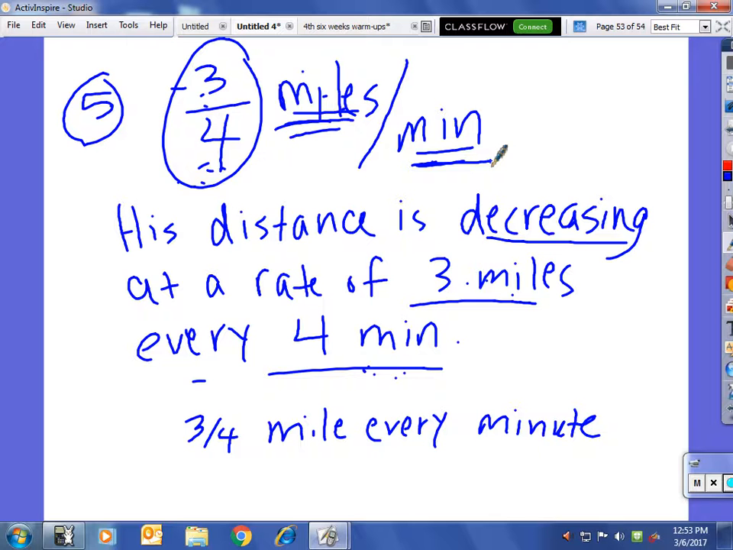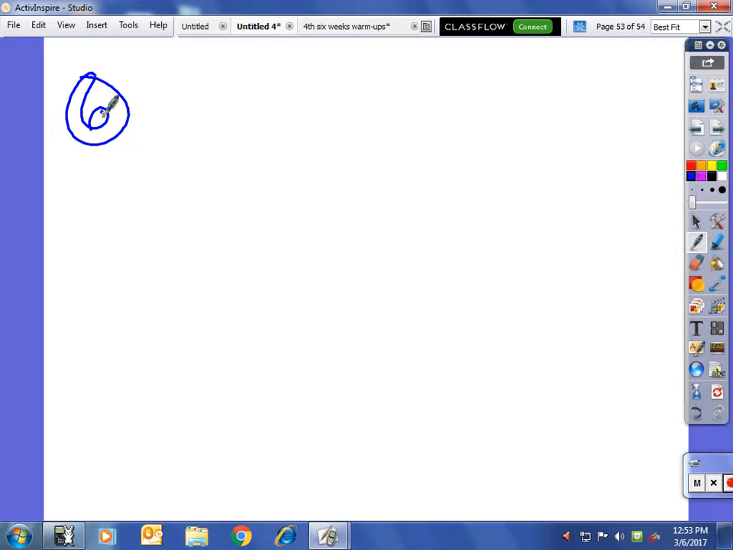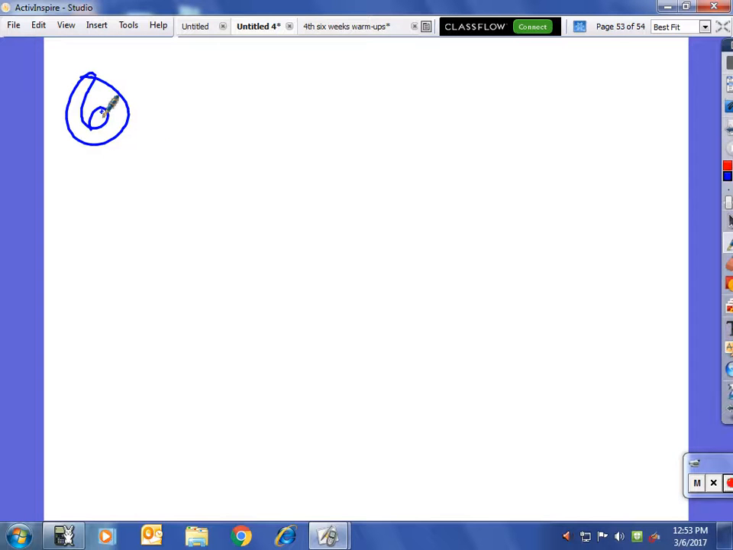Okay, now number 6 says, tell me what the y-intercept is and what it means. So what would you put for number 6? What's the y-intercept? 27 what?